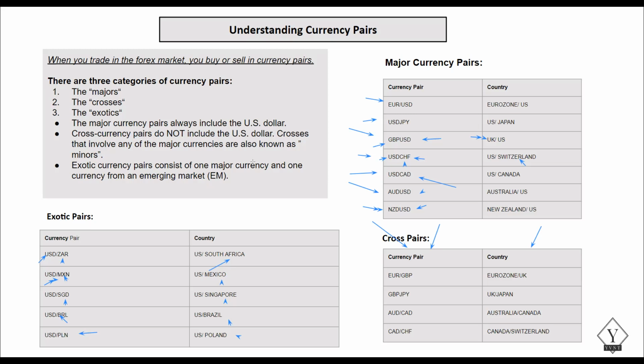So what are the differences between these three categories, right? When you look at the majors, they are mostly the currencies of developed economies, most of them. For example, New Zealand has a lot of commodities that they trade. I think they deal with milk, meat, and stuff like that. Those are very important things in the world, like food. And then Australia, I think they have oil and what else?